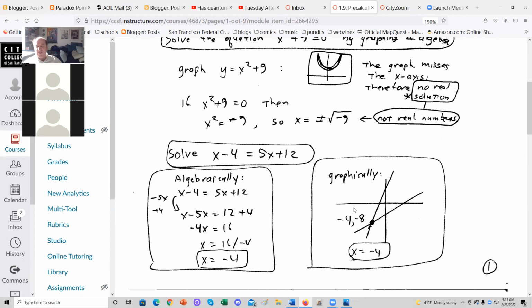Now the graphic solution is we graph y equals 5x plus 12, and graph y equals x minus 4. The two lines meet at a single point, -4 by -8. So the solution is x equals -4.